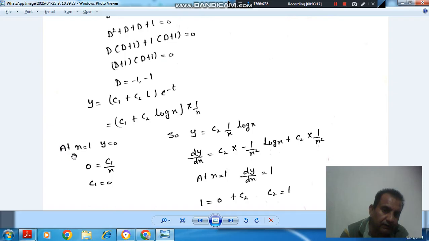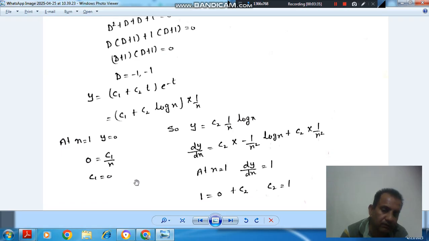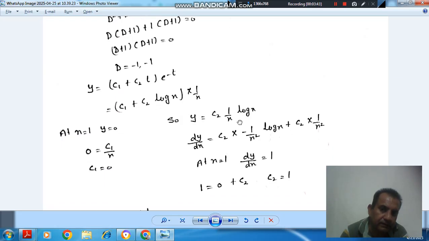If we put x is equal to 1, y is 0. Then c1 by x will be 0, so c1 will be 0, and y is c2, because c1 is 0. Now y is c2 log x into 1 by x.